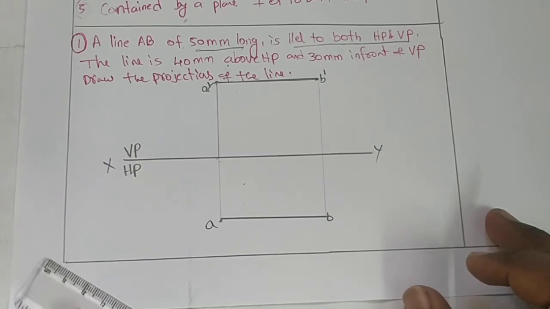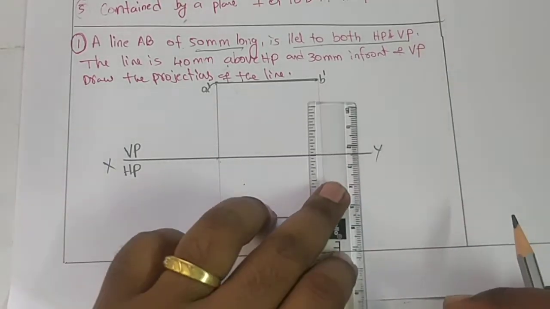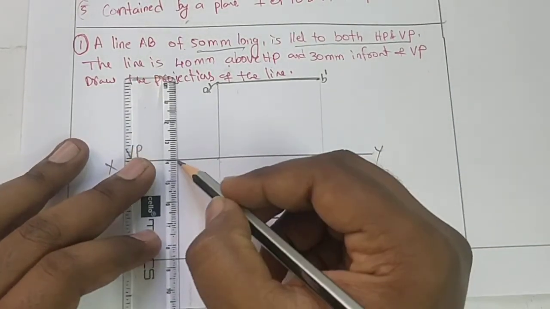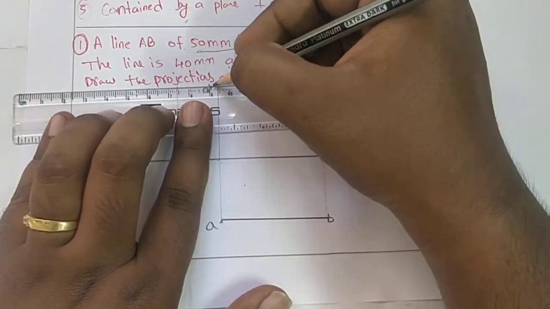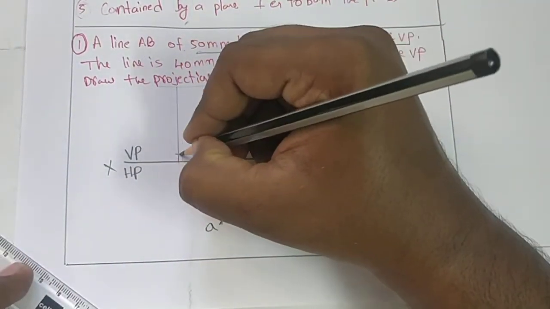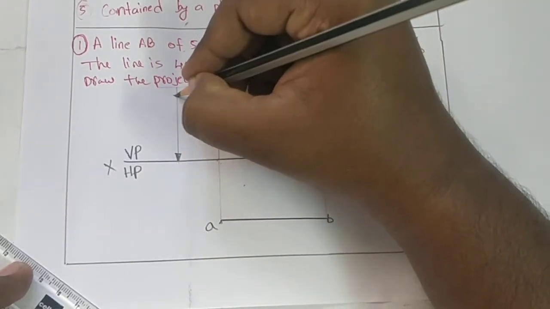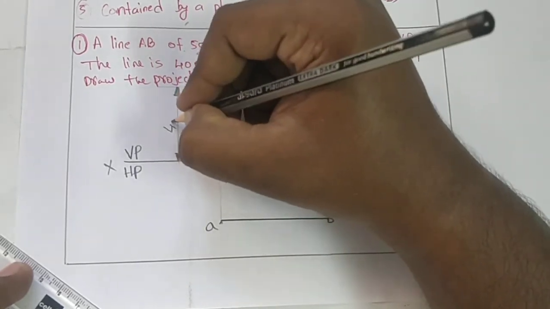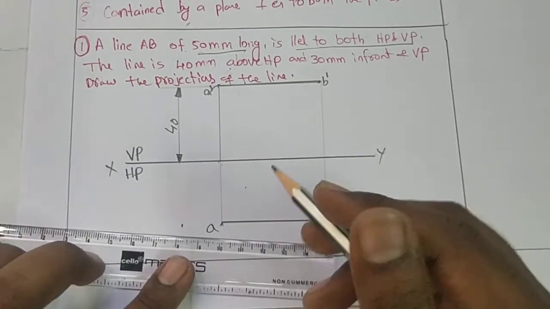Next, after completion of drawing, we need to give the dimensions. Now I am going to give the dimensions. From this point to this point, the length is 40. For every diagram, after completion of the diagram, we need to give the dimensions compulsorily. It is 40 mm above HP, and in front of VP, that is 30 mm.